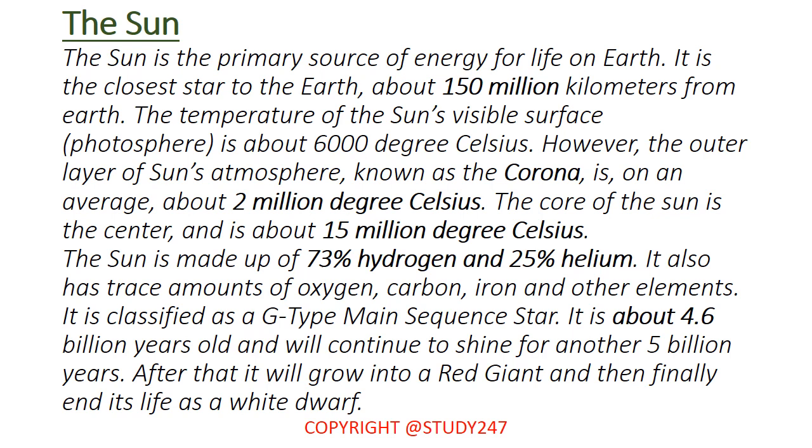However, the outer layer of the sun's atmosphere, known as the corona, is on average about 2 million degrees Celsius. The core of the sun is the center and is about 15 million degrees Celsius. The sun is made up of 73% hydrogen and 25% helium. It also has trace amounts of oxygen, carbon, iron and other elements. It is classified as a G-type main sequence star. It is about 4.6 billion years old and will continue to shine for another 5 billion years. After that, it will grow into a red giant and then finally end its life as a white dwarf.